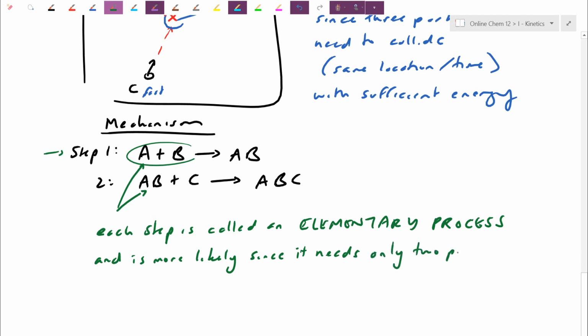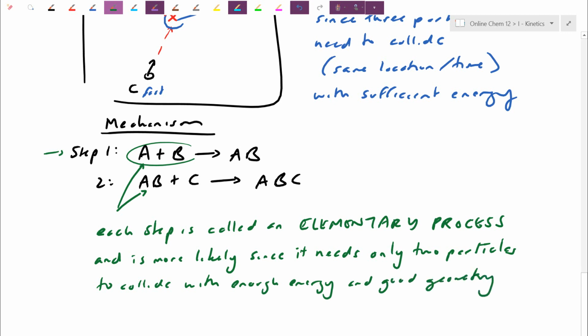So back to our 2-particle collision case. 2 particles to collide. Still the same requirements with enough energy and good geometry. Remember, we call that collision theory. That part just comes throughout this chapter.